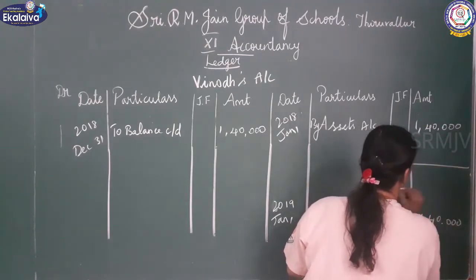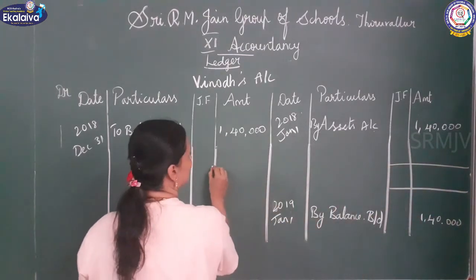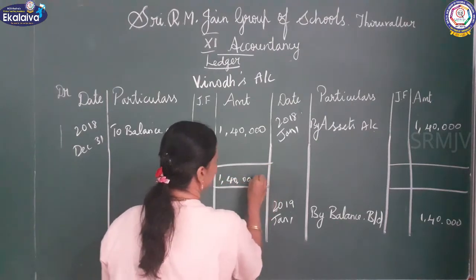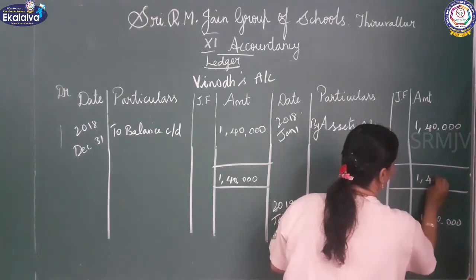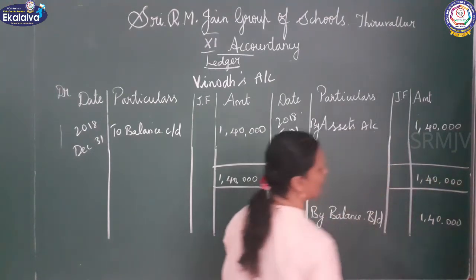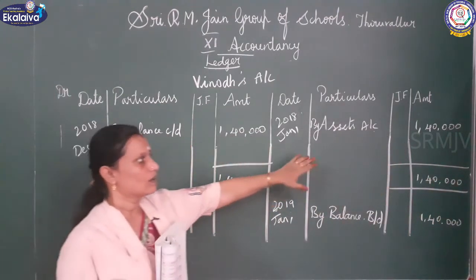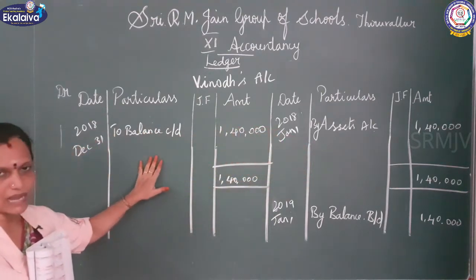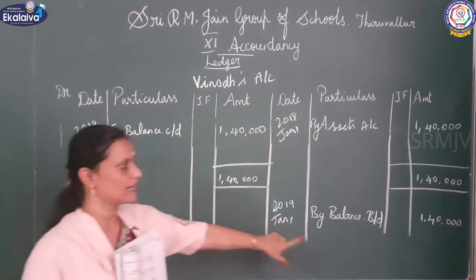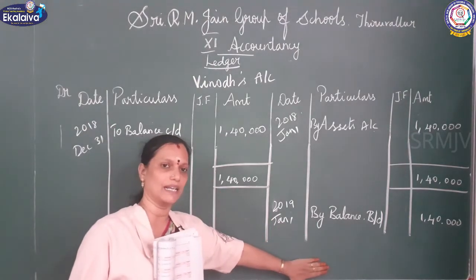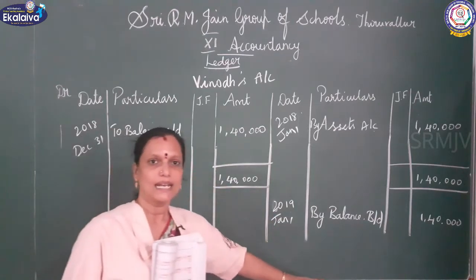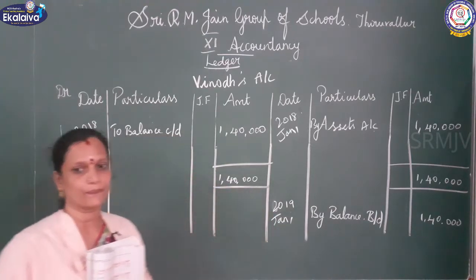So what you should do? You have to bring the balance like this, 1,40,000, like this you have to write. This is the capital that he invested, and then I balanced this amount and then I brought it in the next year's opening balance. This is the end of the year. This is the next year's opening balance. Okay.